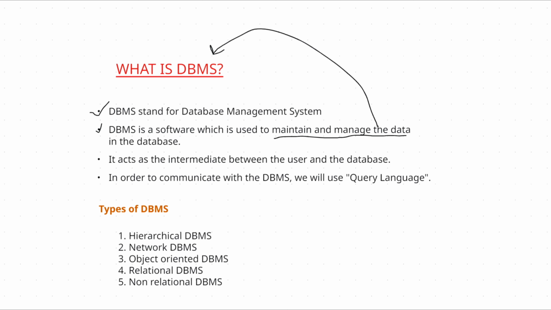It acts as the intermediate between the user and the database. In that retail shop example, the user is the person running that retail shop, who every time is updating the database. How is he updating the database? By using this DBMS software. So you can conclude that it acts as an intermediate between the user and the database. This database can only be updated by using this DBMS software.